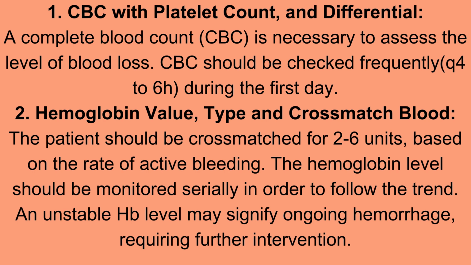2. Hemoglobin value, type and crossmatch blood. The patient should be crossmatched for 2-6 units, based on the rate of active bleeding. The hemoglobin level should be monitored serially in order to follow the trend. An unstable Hb level may signify ongoing hemorrhage, requiring further intervention.